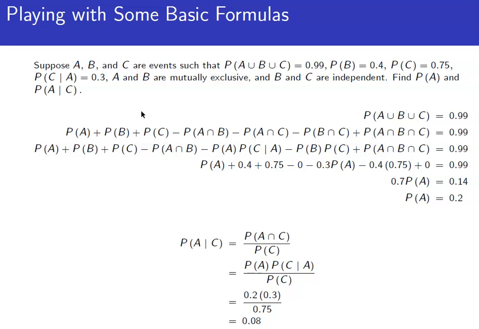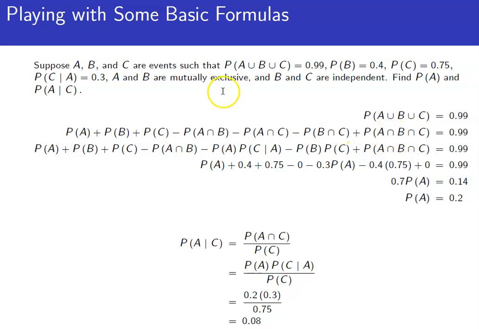Further, we're told that A and B are mutually exclusive and that B and C are independent. We're asked to find the probability of A and the probability of A given C. So let's first start with the probability of the union of the three events. We're told that that's 0.99. We can break up that probability as the sum of the individual probabilities of the events minus the probability of each of the pairwise intersections plus the probability of the intersection of the three events.